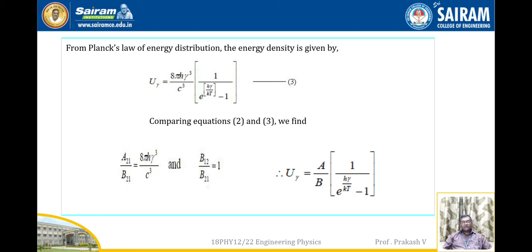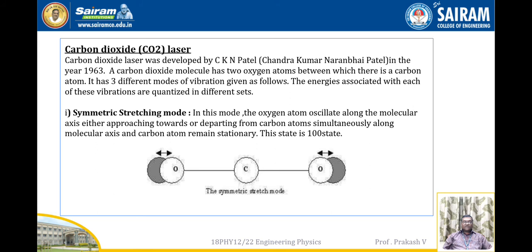By comparing equation number 2 and 3, we can write A21 by B21 is equal to 8 pi h nu cube by c cube, and B12 by B21 can be written as 1. So finally you can write U mu is equal to A21 by B21 into 1 by (e to the power of h nu by kT minus 1). So this is the expression for energy density of incident photon in terms of Einstein's coefficients. In the next slide I am going to explain the construction and working of CO2 laser or carbon dioxide laser.